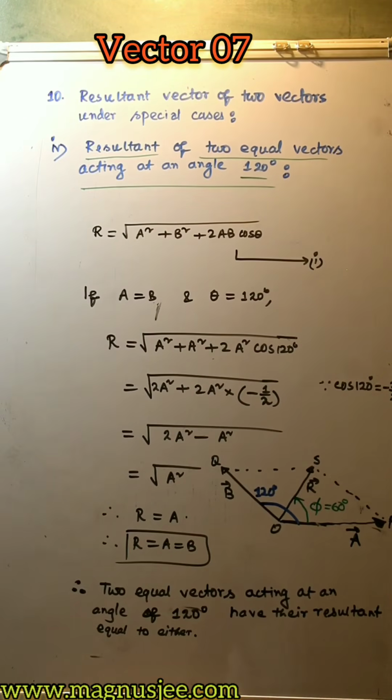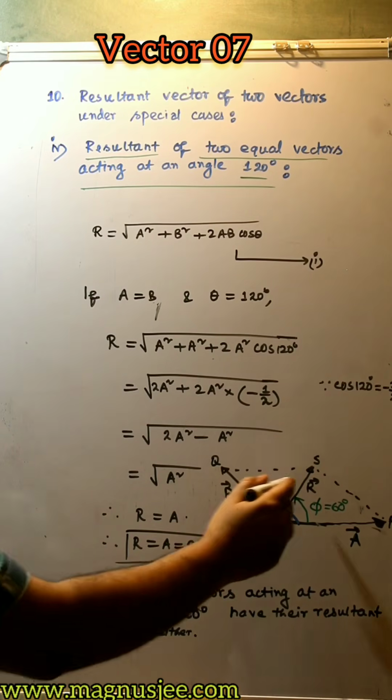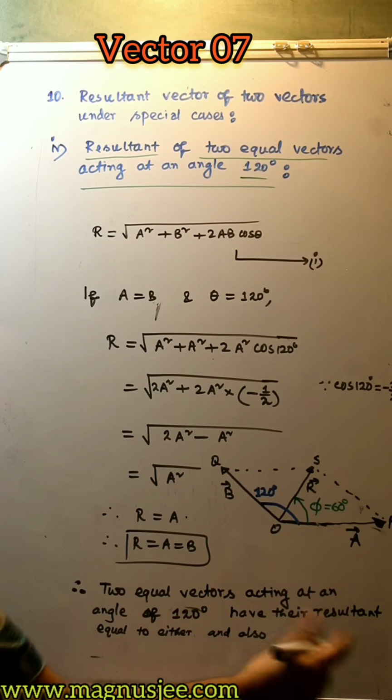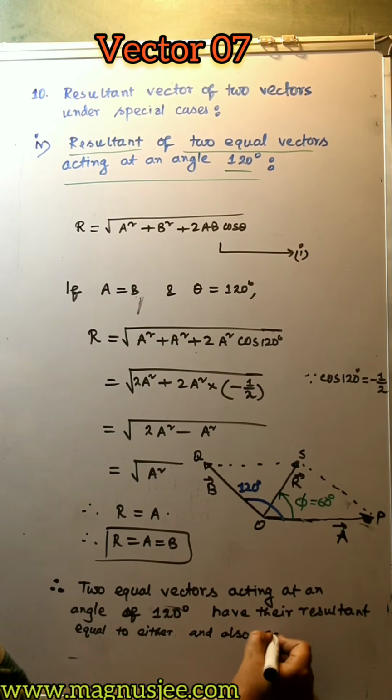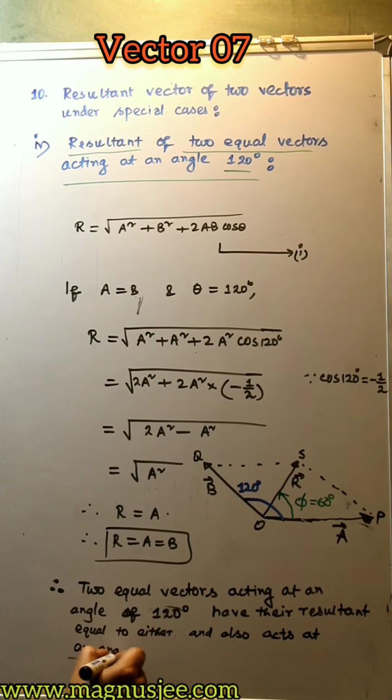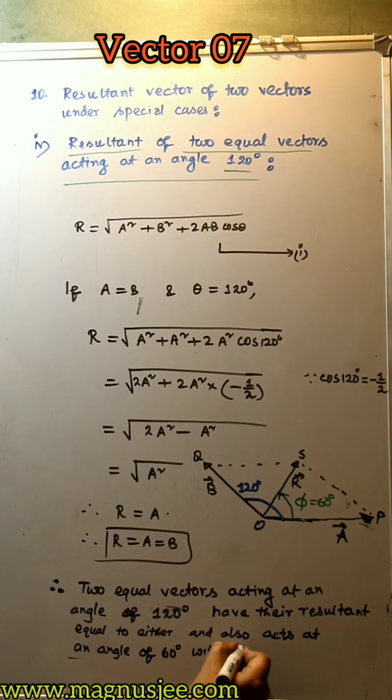In the diagram, two equal vectors acting at an angle of 120 degrees have their resultant equal to either of them, and it also acts at an angle of 60 degrees with vector A.